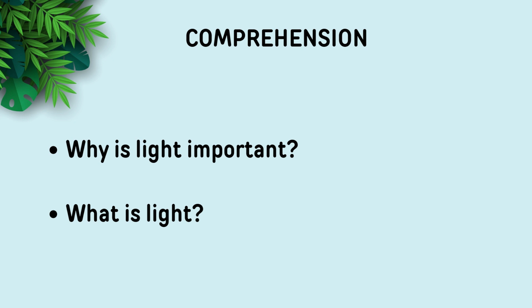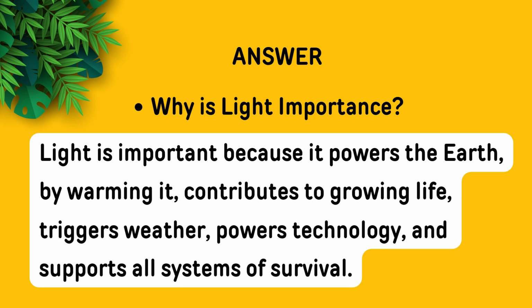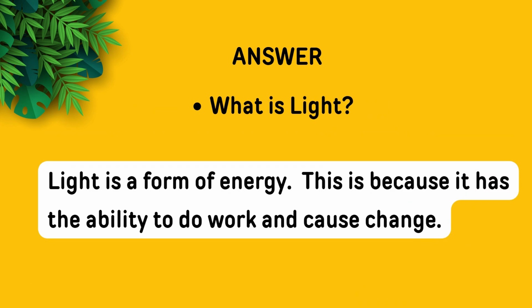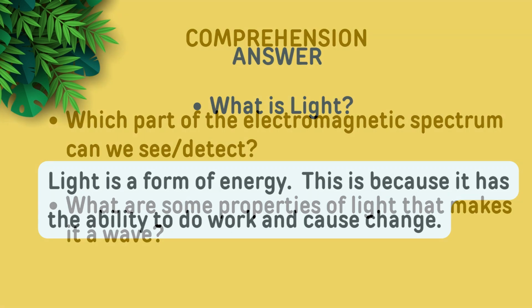Comprehension. Why is light important? And what is light? Light is important because it powers the earth by warming it, contributes to growing life, triggers weather, powers technology, and supports all systems of survival. What is light? Light is a form of energy. This is because it has the ability to do work and cause change.